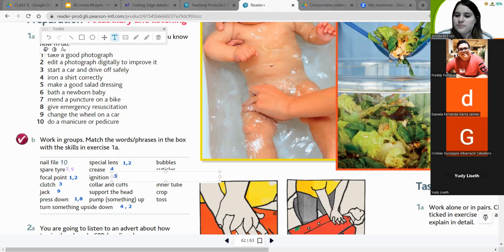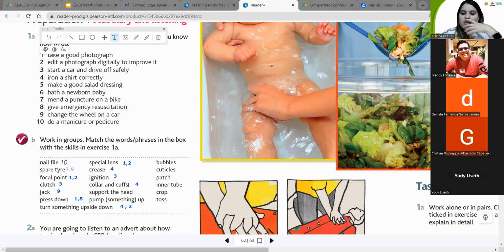Collar and cuffs. Do a manicure or pedicure. Number 4. Number 4, yes, the collar and the cuffs of a shirt. What is that, teacher? El cuello, las manos. Cuello y mangas. The collar and cuffs. Actually, I found that it could be used when someone breaks their arm. Oh, the collar and cuff. Yes, they use it to support the arm. Yes. Very good.